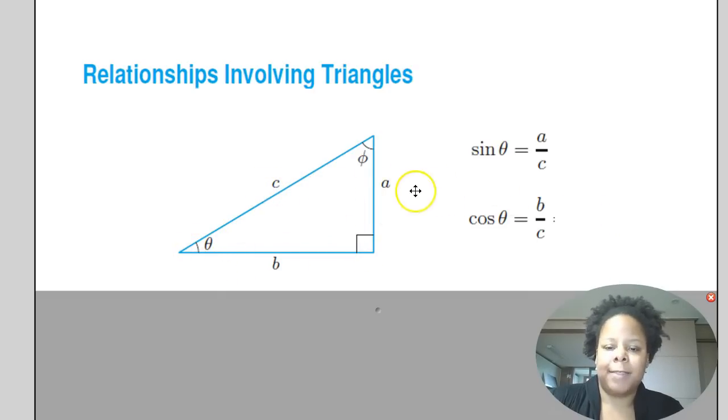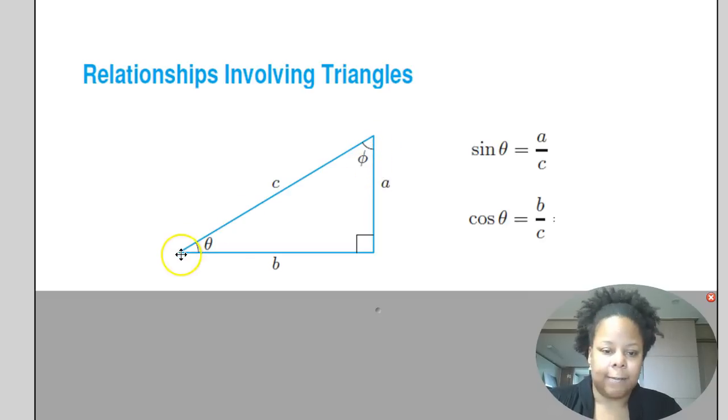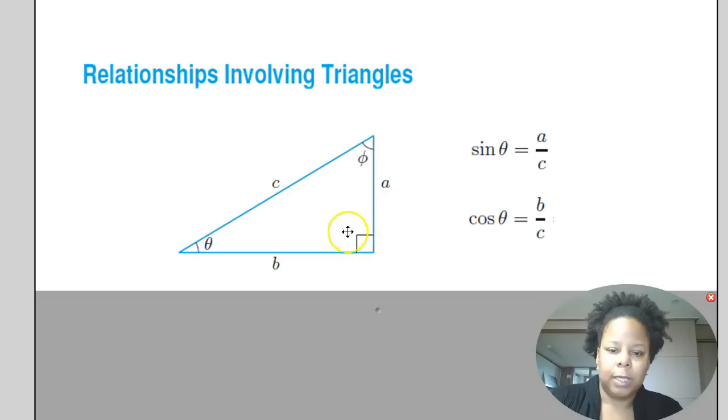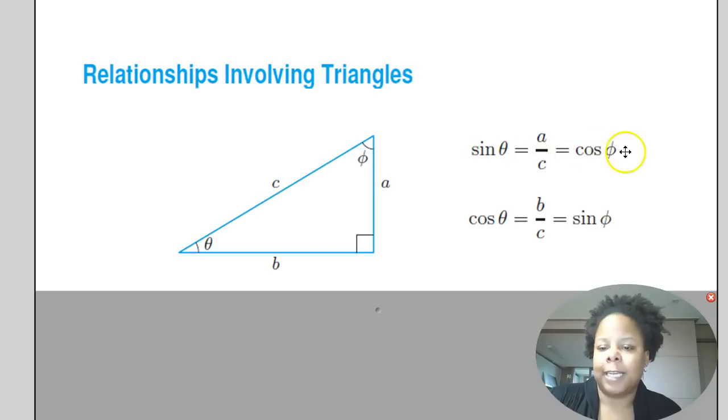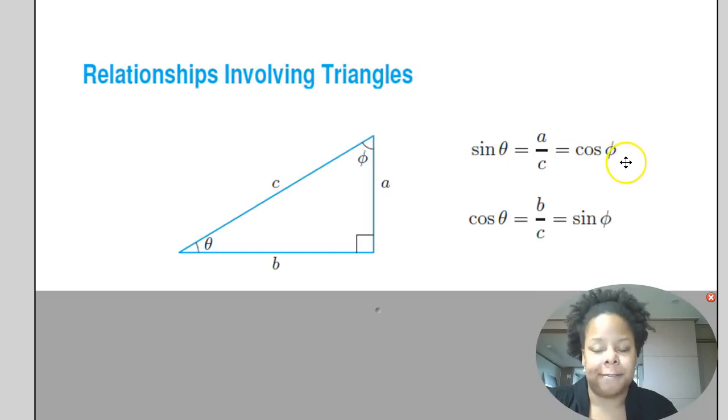But what if I were to find the sine of the angle phi instead of theta? Well, the sine of angle phi would be the opposite leg, which is b over c. And the cosine of phi would be a over c. That looks familiar. As you can see, the sine of theta is the same as the cosine of phi, and the cosine of theta is the same as the sine of phi.